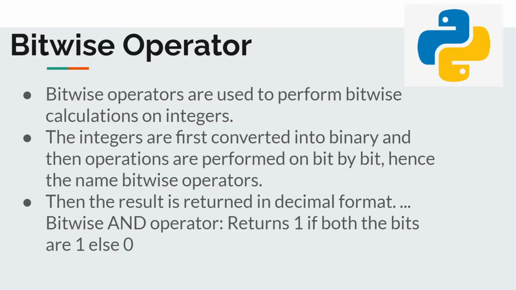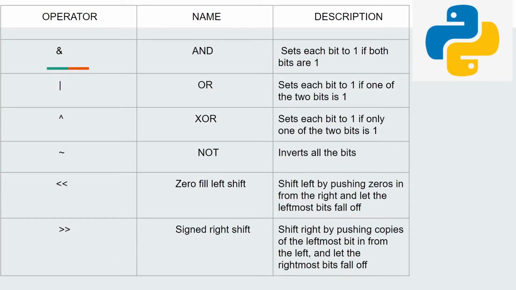When the result is returned in decimal format, the bitwise AND operator returns 1 if both the bits are 1, else the output would be 0. If either one of the bits is 0, then the total output would be 0. Here is a table comprising all the bitwise operators. First we have the AND operator, which sets each bit to 1 if both the bits are 1. If either one of the bits is 0, then the whole thing is 0.